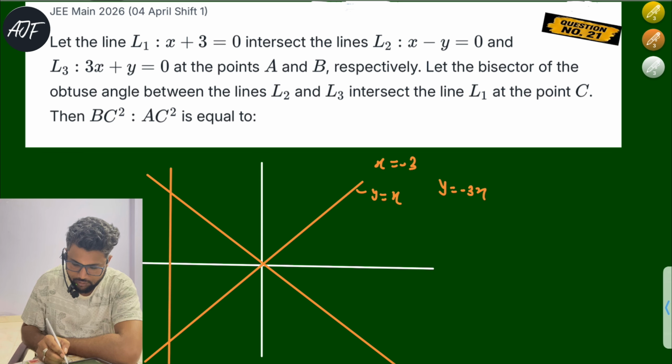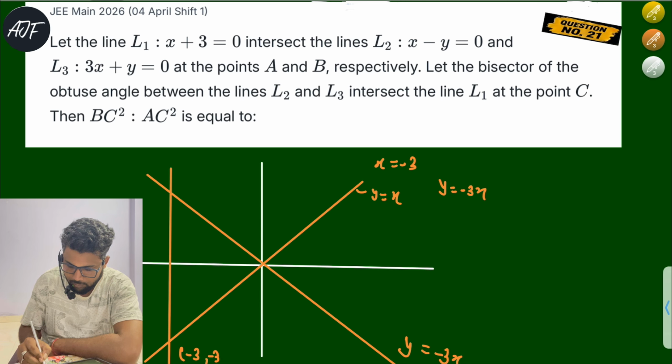If you find the intersection, y = -3x. Put x = -3 and y = x, so the point is (-3, -3), easily possible. Similarly, name the points B and A. L1 intersects at this point, the B point, and this point, the A point.